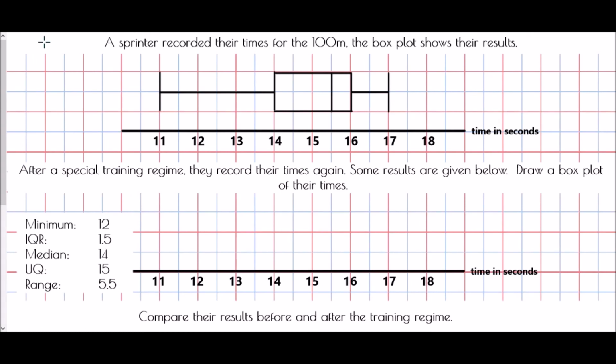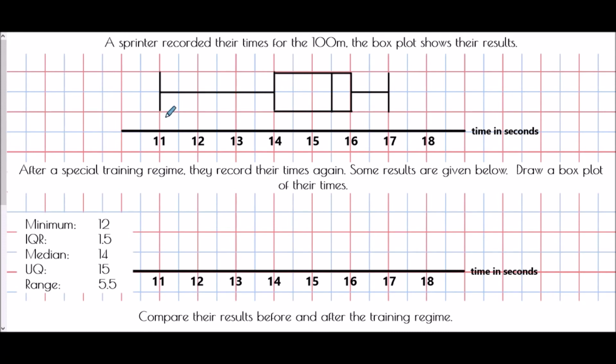Okay, so our last example. This is basically the real crux of box plots. It's being able to compare different sets of data and to be able to compare them directly by having 2 diagrams very close to each other. So we start off with a sprinter recording their times for the 100 metres, and the box plot shows their results.